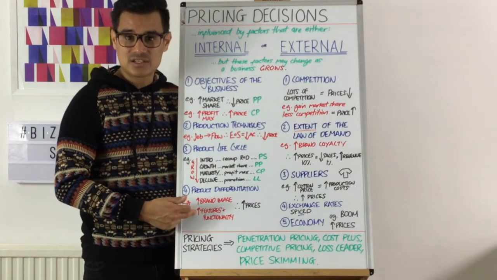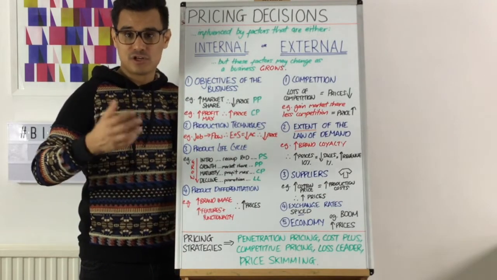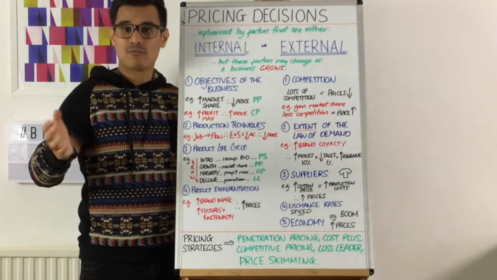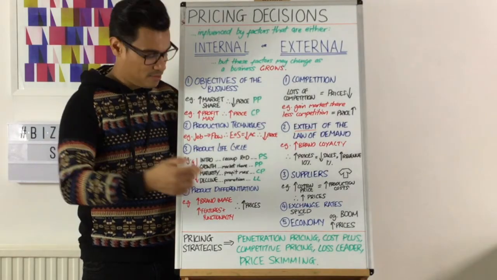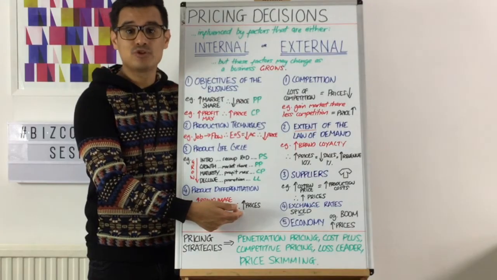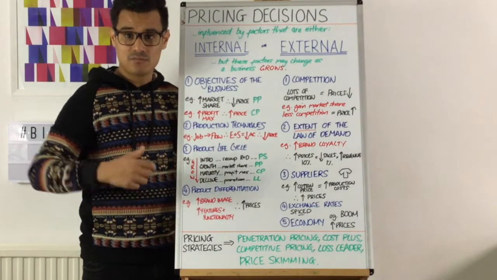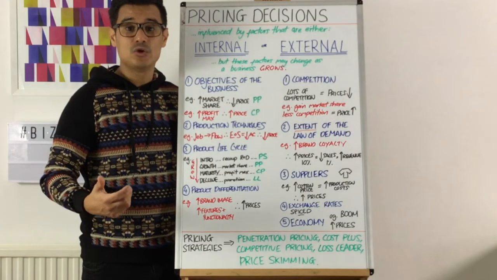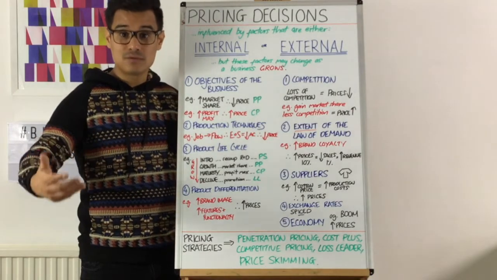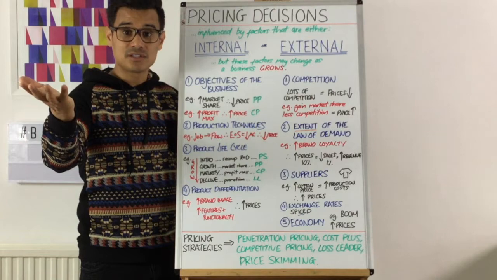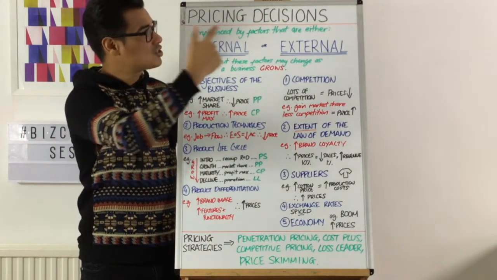In that case, you have product differentiation. Your product stands out from the competitors. Therefore, this might enable you to increase your prices. So that's another internal factor. You've put a lot of effort into making your product stand out, and therefore this could mean that you could increase your prices. Now, let's look at the external factors.